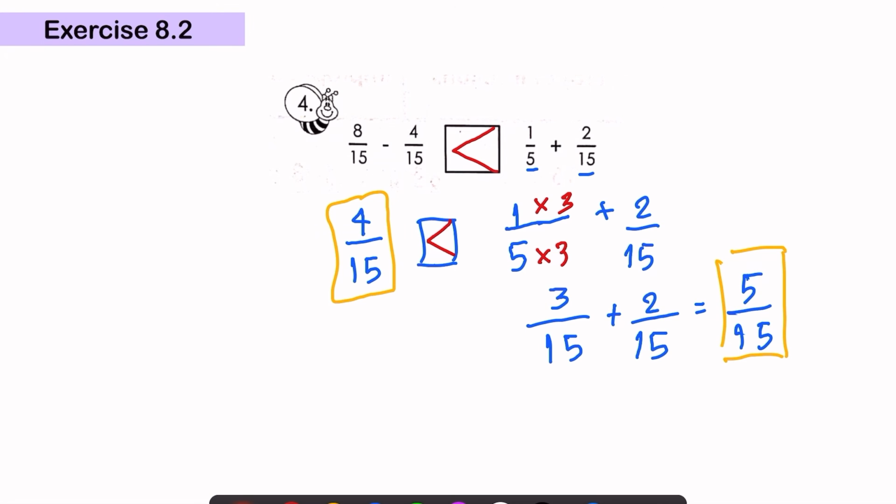So I want you to remember how to find the answer. Step number 1, check the denominator first. If they are equal, it's easy, you can find the answer. But if they are not equal, you just do step number 2, which is make them equal. Okay, you need to make the denominators equal by multiplying. After that, you can find the answer when the denominators are the same.